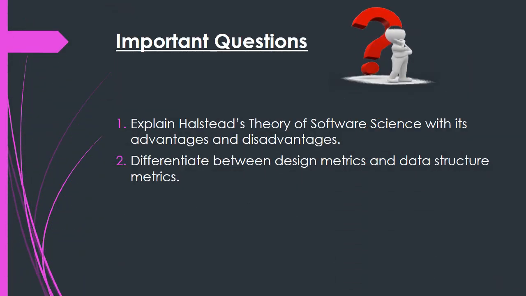Students, these are the questions that can be framed based on today's session. The first one is, explain Halstead theory of software science with its advantages and disadvantages. You have to explain how this theory has helped to determine the effort, size, program volume, and all those formulas that we have discussed in today's session. So you have to explain all these with their advantages and disadvantages.